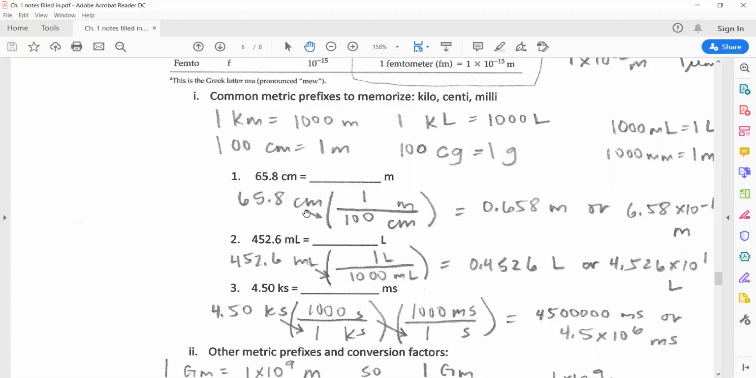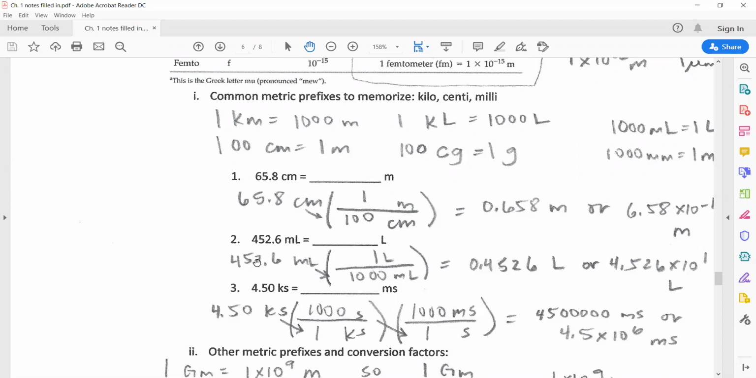65.8 centimeters. Immediately the centimeter has to go to the bottom as a unit, and I'm trying to get to meters. So I then think, what is my conversion here? Well, 1 meter stick has 100 centimeters. So I set that up, I multiply the top, divide by the bottom, get my answer, and check my sig figs. They should always match the beginning measurement.